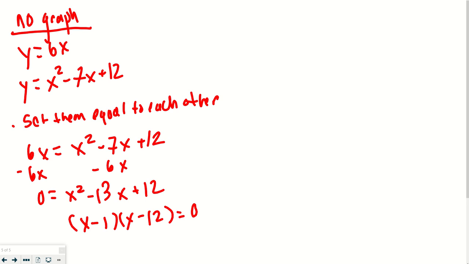So now that I have two separate factors, I can have two separate equations to solve for x. Now I have x minus 1 equals 0, and x minus 12 equals 0. So here I have x equals 1, x equals 12. Now, these are my x values, where they would be the same. But now I want to know what the y values would be. At what y values will these inputs, or these x values to the solution of the system, give me the outputs, or the y values.